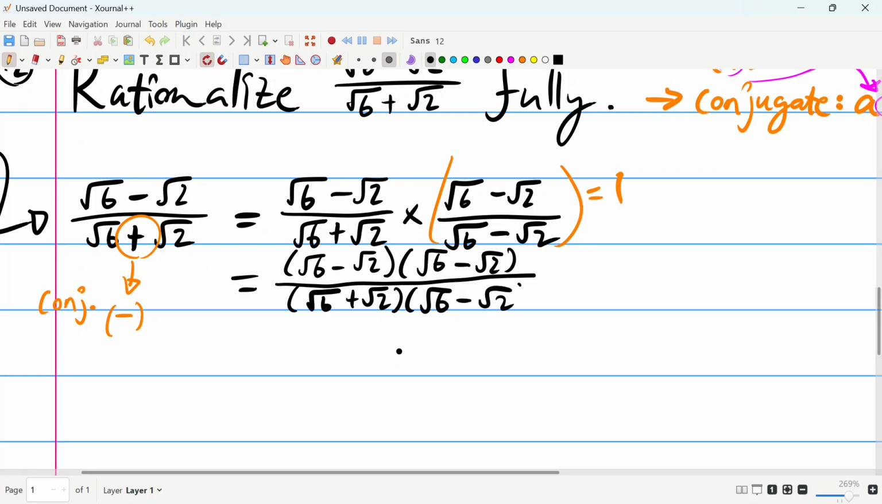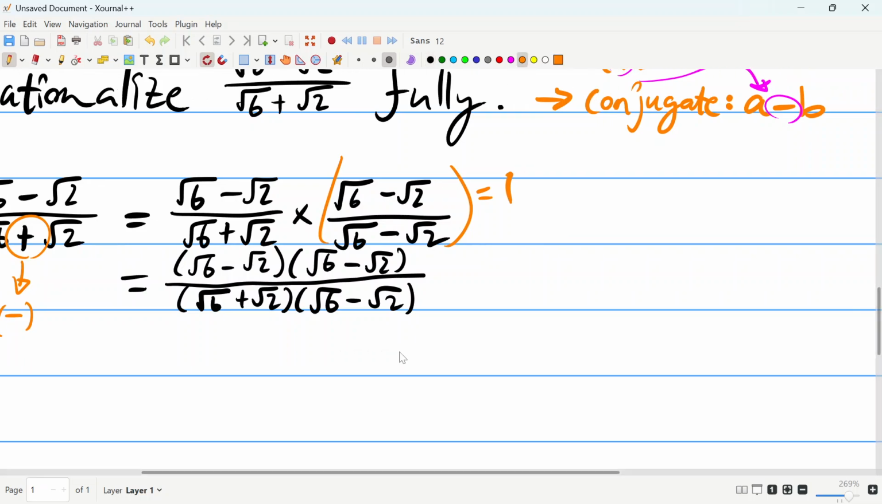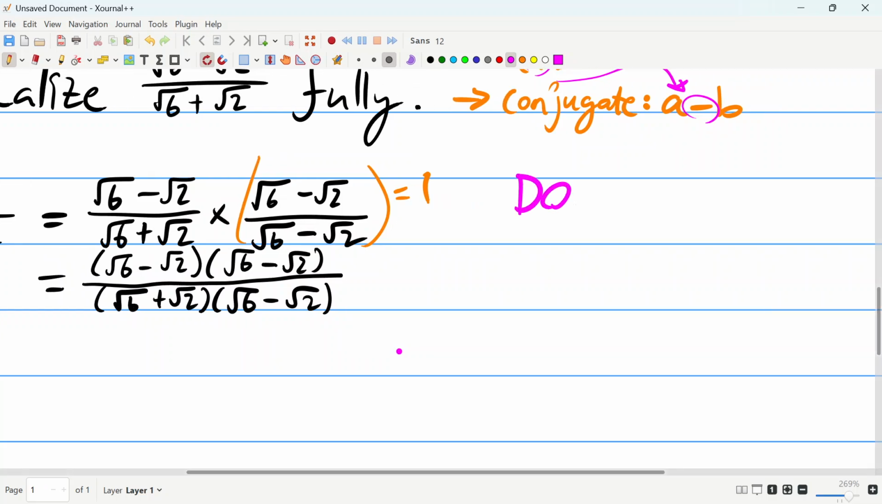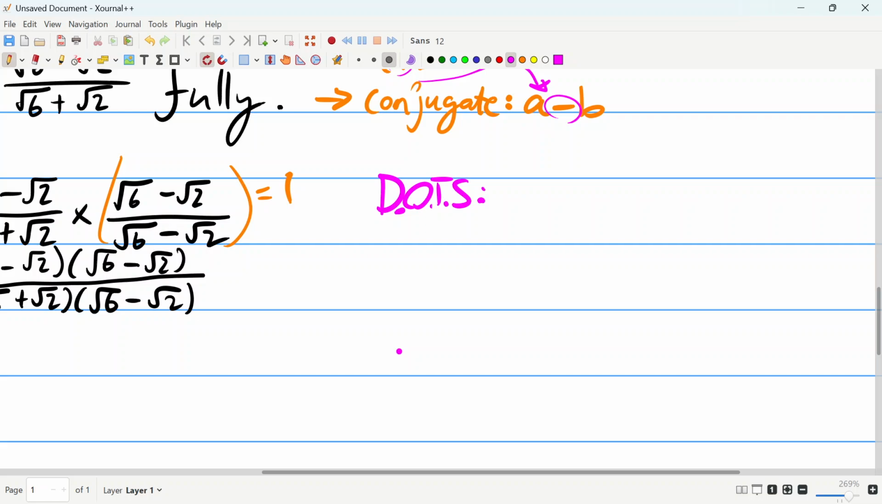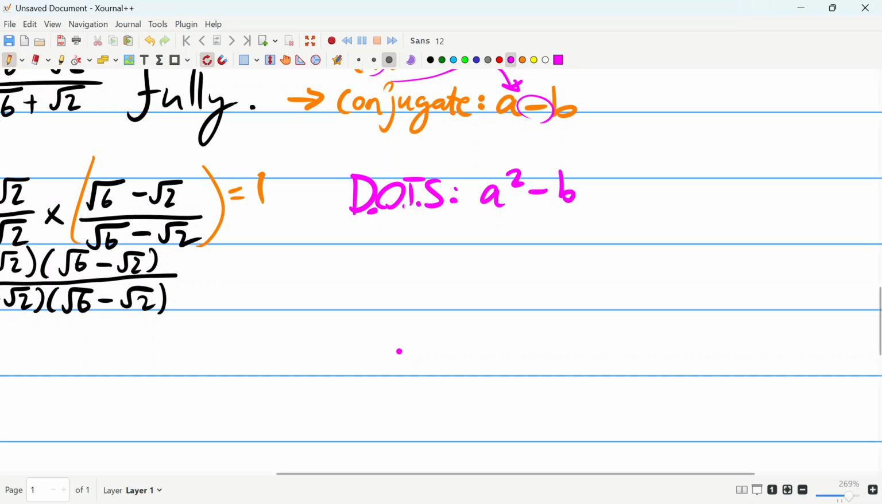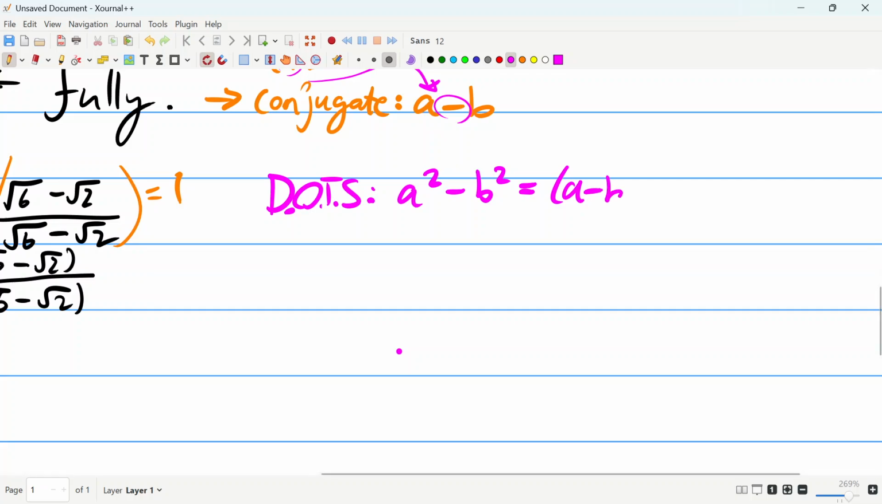Now I'm going to show you why this works. Because if you remember something called difference of two squares, right, we need to remember that. Difference of two squares. Okay, and what does this imply to us? Every single time we have a difference of two squares, such as a squared minus b squared, this can be represented as a minus b times a plus b.